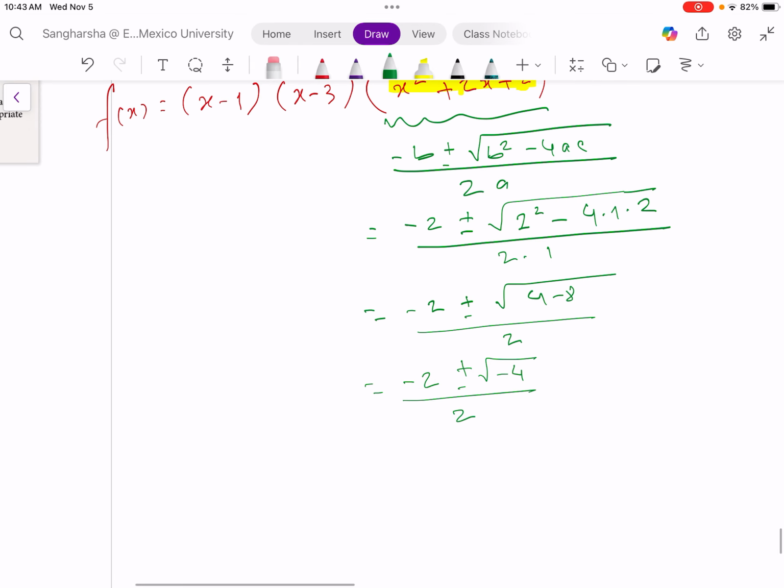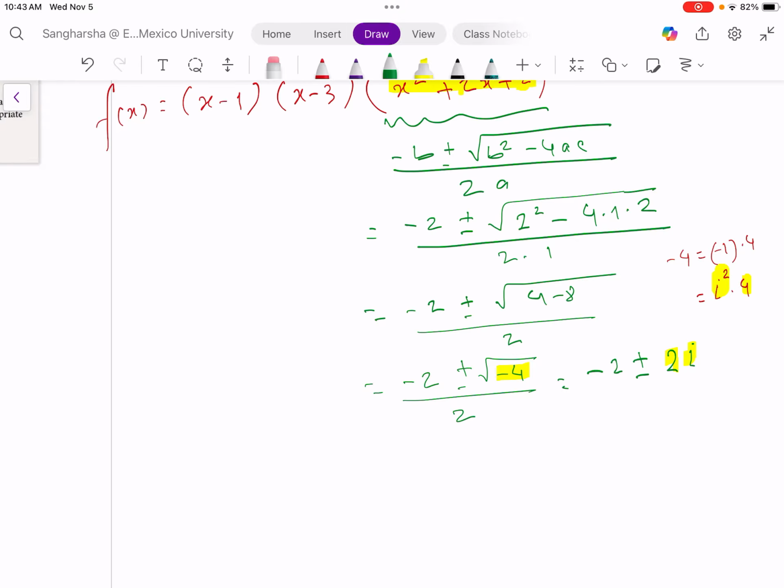Now how do we simplify the square root of negative 4? What is that equal to? The square root of negative 4 is 2i. The square root of 4 is 2 and the square root of the negative is i. So we can rewrite negative 4 as negative 1 times 4. We know i squared is negative 1, so the square root of i squared is i, and the square root of 4 is 2.